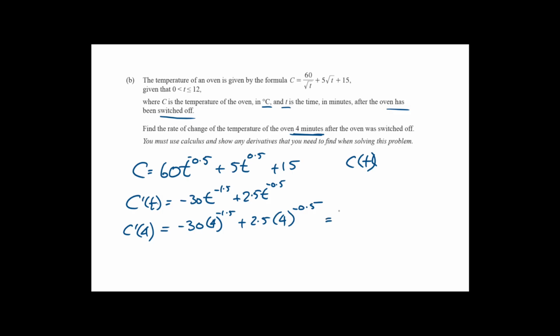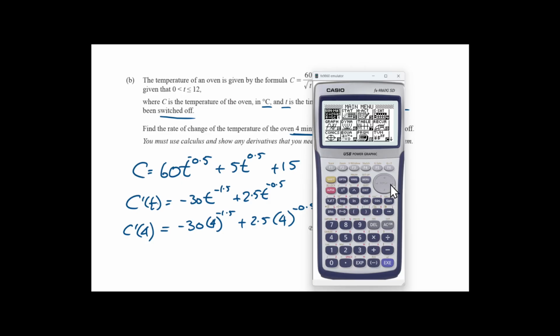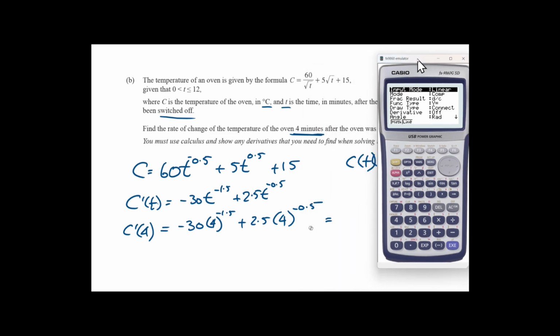And this is now a problem for Mr. Casio. While we're here, I'm just going to set it up so that we're in radian mode. Make sure that it's in radian mode. Everything in this level has to be in radians unless they tell you otherwise. So minus 30 times 4 to the power of negative 1.5. I'm going to do it in watts, so negative 3.75.